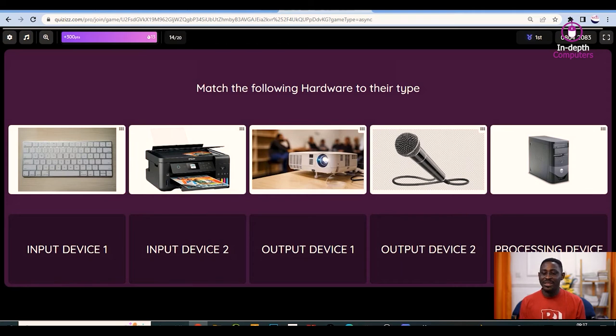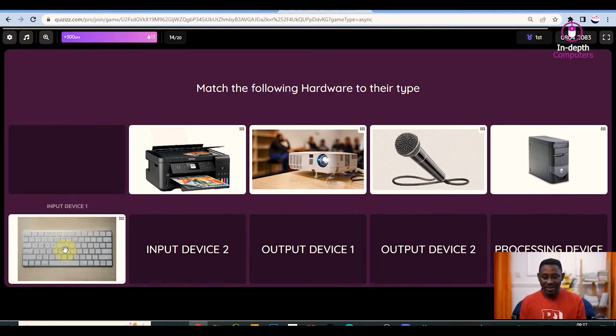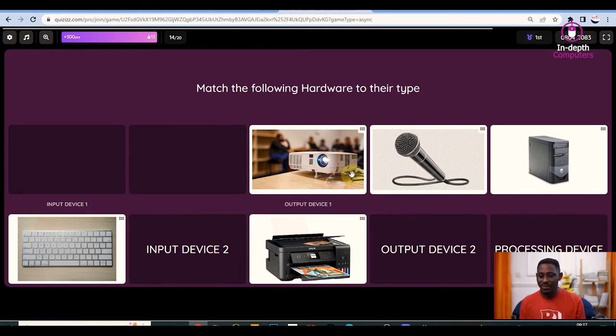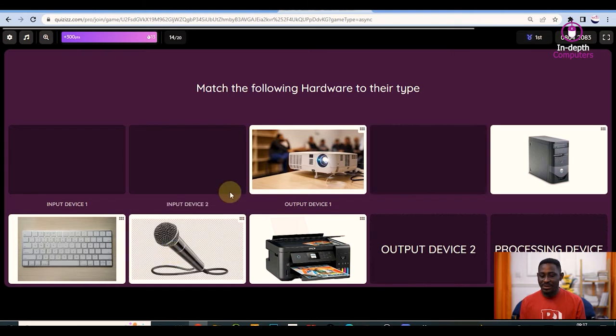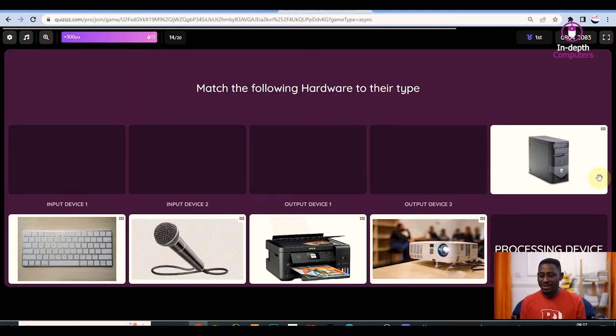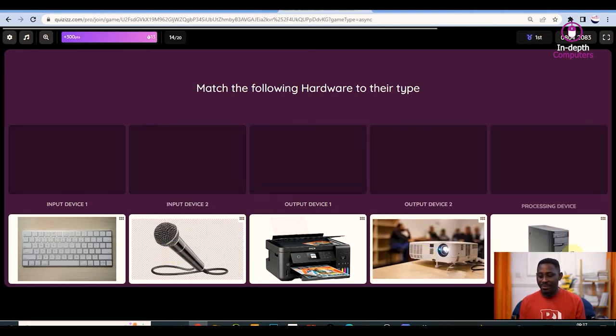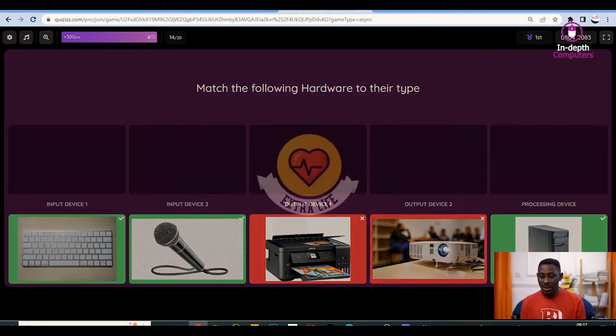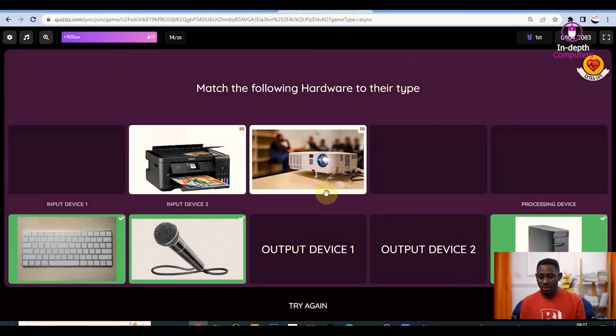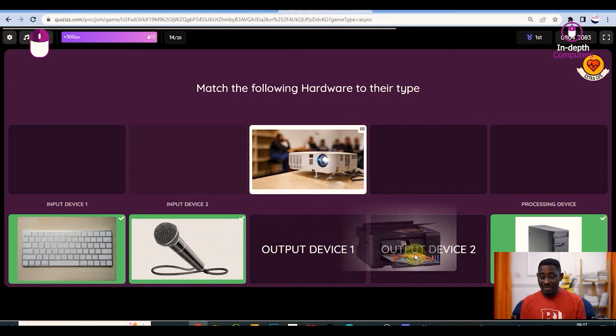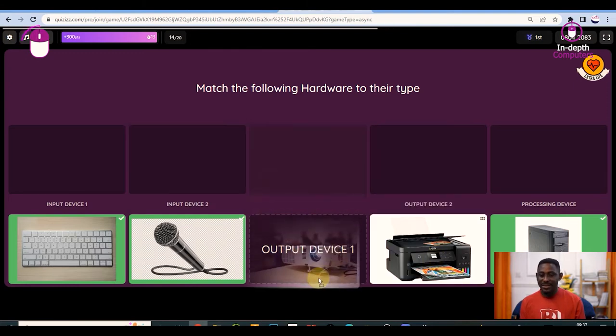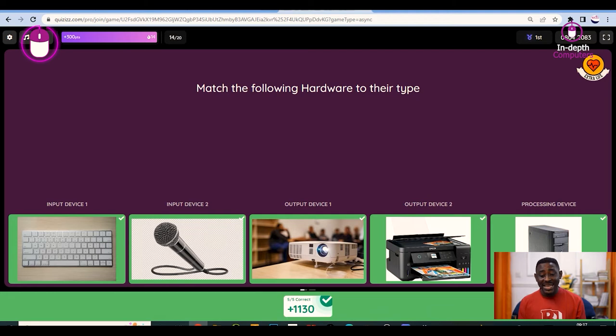The next question says, match the following hardware to their type. Keyboard, yes, input device one. Printer, output device one. Microphone, input device two. Projector, output device two. And then system unit, which is a processing unit. The answer is actually correct. It's just a rearrangement. Yes.